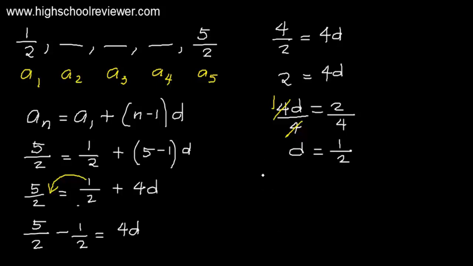So to find a sub 2, we will just add our d, which is 1/2, to our a sub 1. So a sub 2 here will be equal to a sub 1 plus d. A sub 2 now will be equal to 1/2, which is our a sub 1, plus 1/2, which is our d. So 1/2 plus 1/2 is 1. Our a sub 2 is 1.